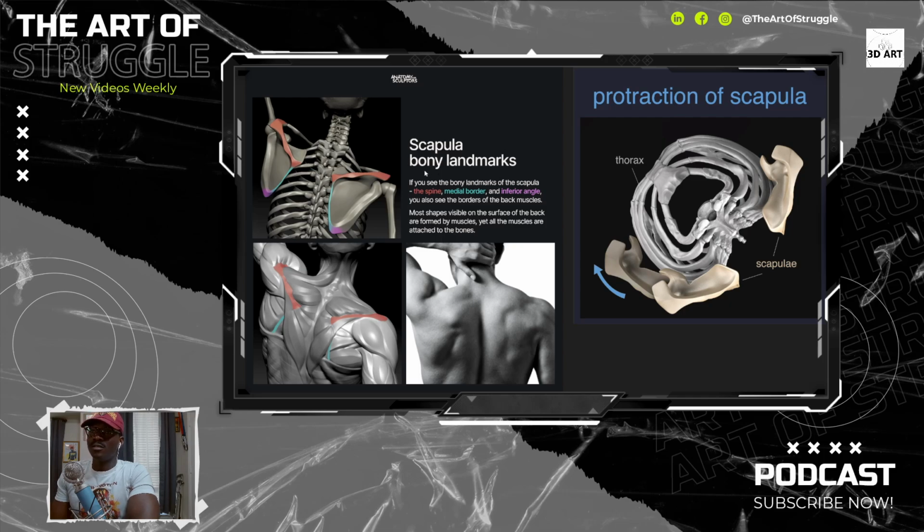So the scapula as a bony landmark. If you see the bony landmarks of the scapula, the spine, the medial border of the scapula, and then the inferior angle, you also see the border of the back muscle. Right? So if you follow that, you follow the spine, follow that, then the medial border, and then the angle, right?